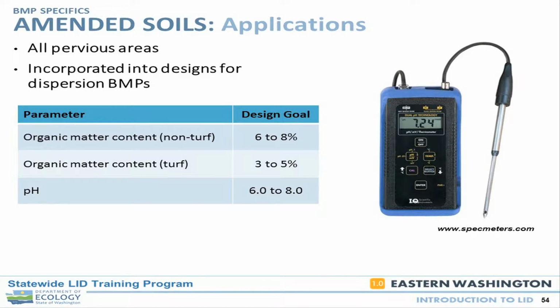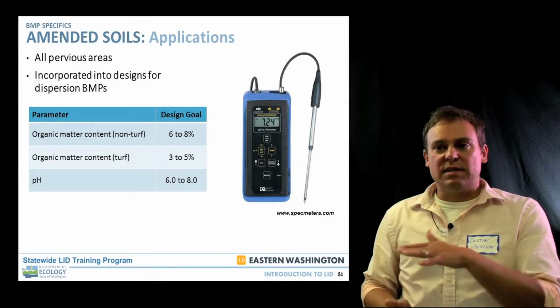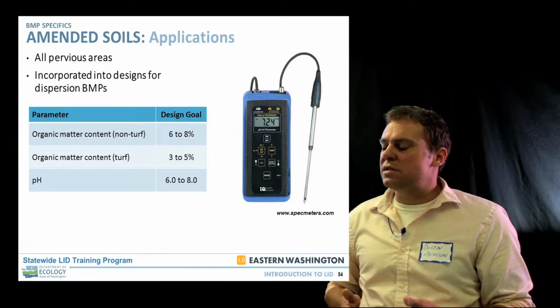So if you have a non-turf setting, more of just truly landscaping that's not meant to have foot traffic on it, the design goal is to have 6 to 8% organic matter content. If you have a turf application that's going to receive more foot traffic or other traffic, 3 to 5%, because then it's not quite as spongy and it's a little bit easier to use as a surface.